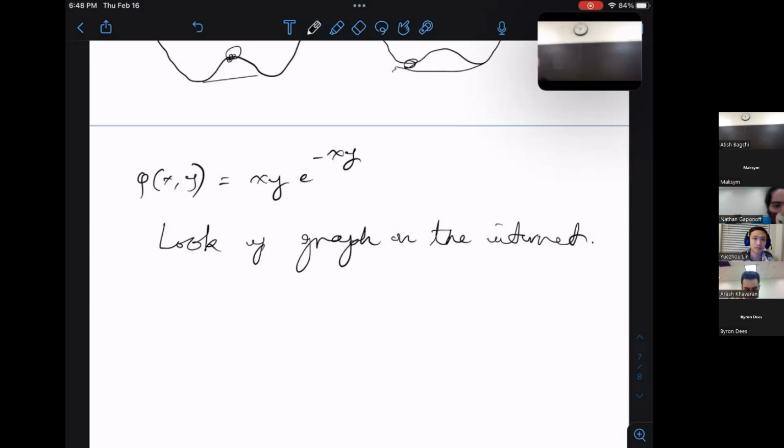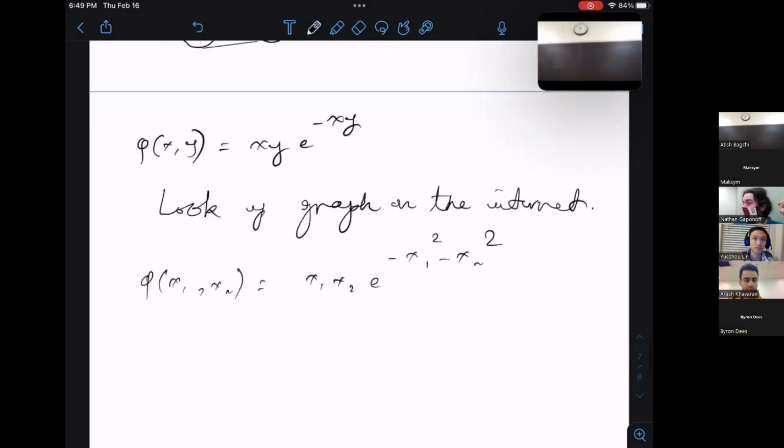Okay, so that's the one that you actually, that's similar to what he did, but you should plot not this function, but phi of x1, x2 equal to x1, x2 times e to the minus x1 squared minus x2 squared, right? That's a good one. So that I have classified all the critical points, you should look at the problem in detail.